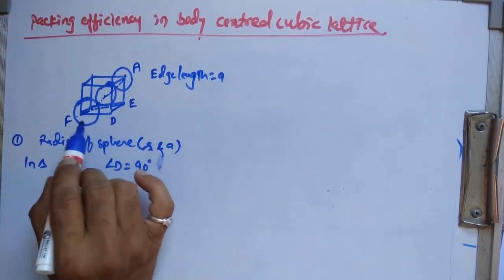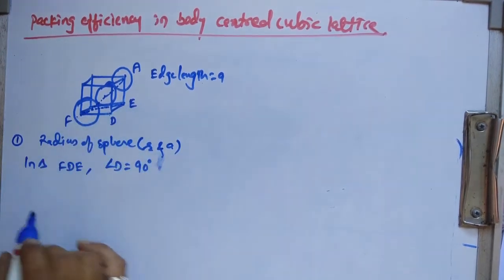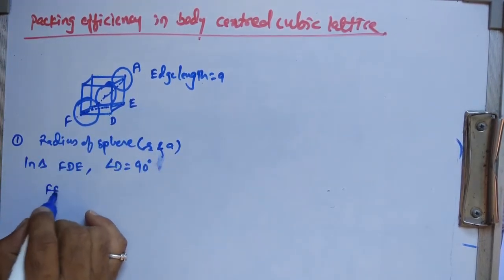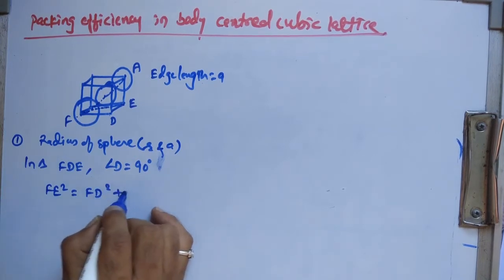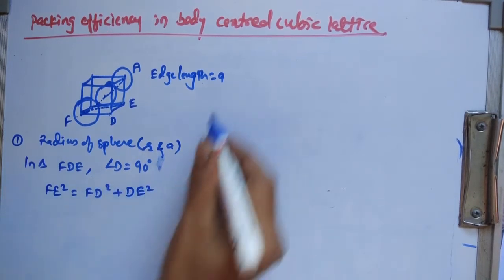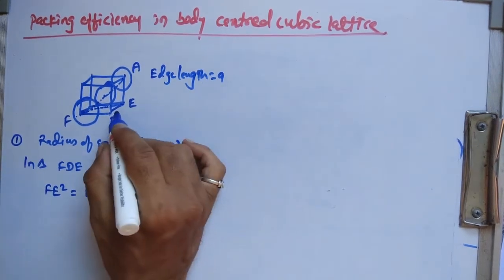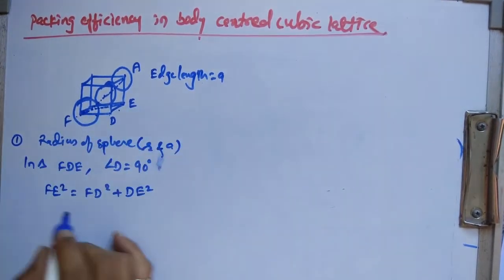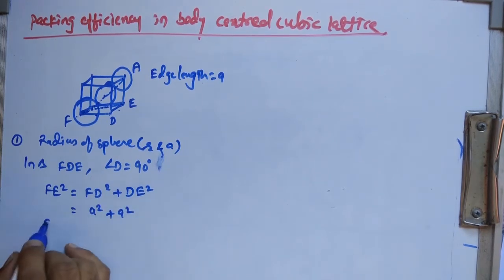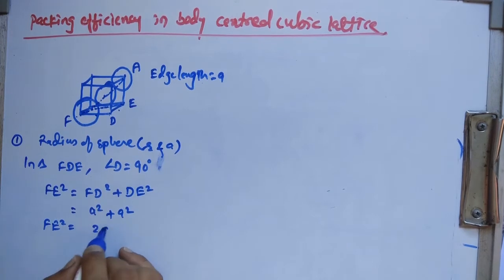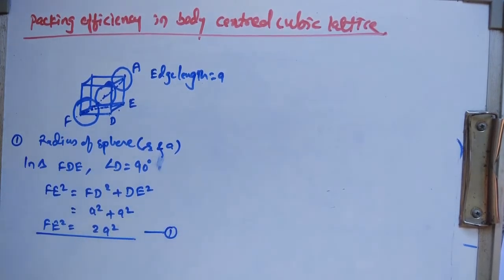Now therefore in right angle triangle FED, FE square, the hypotenuse square, is equal to FD square plus DE square. That means what is A? This is A and this is also A. So that is equal to A square plus A square. So FE square is equal to twice of A square. Suppose this is equation 1.